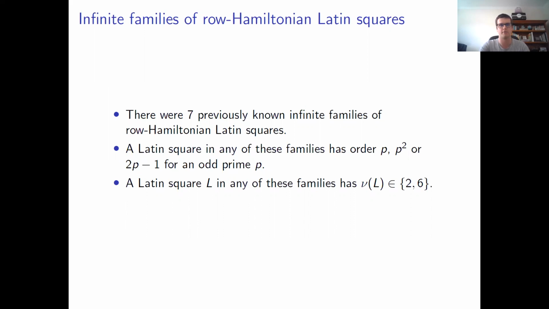And every Latin square in these families also has nu equal to either 2 or 6. I'll just mention that row Hamiltonian Latin squares have connections to something in graph theory called perfect 1-factorizations, which I won't go into for time reasons, but of these 7 infinite families, 6 of them come from these perfect 1-factorizations in graph theory. And so we constructed an infinite family of row Hamiltonian Latin squares with nu equals 4.